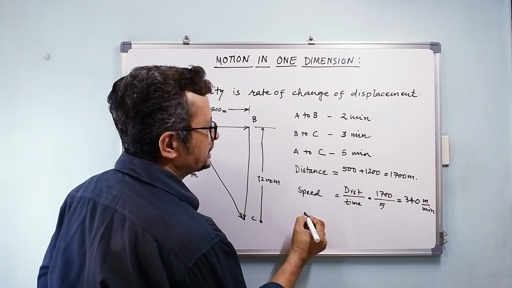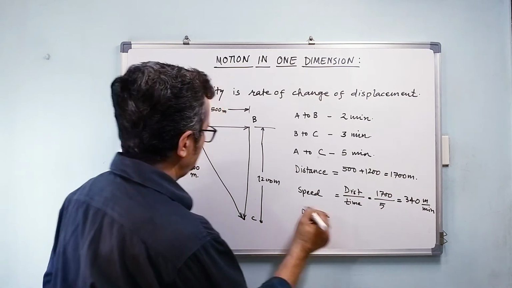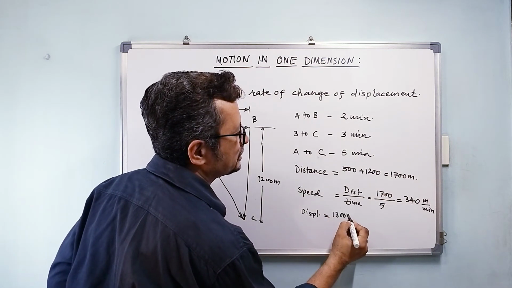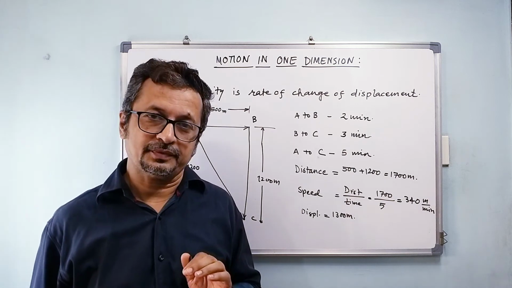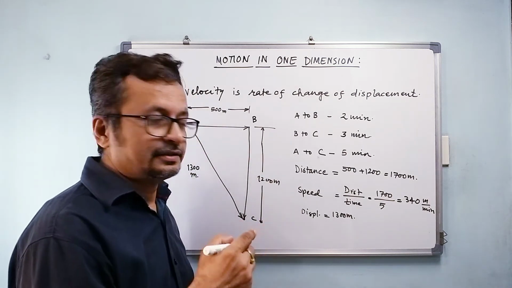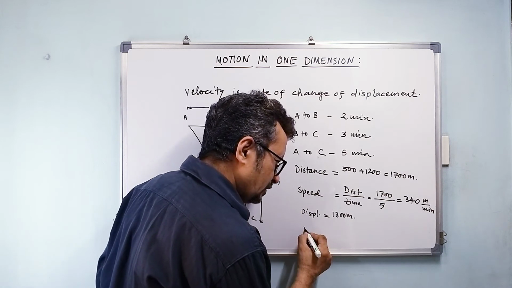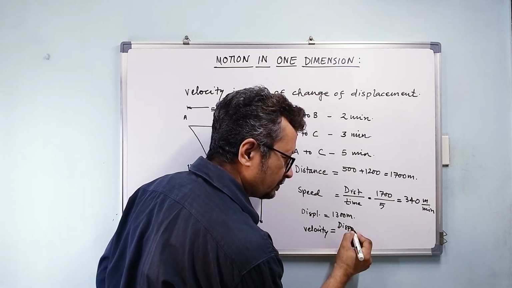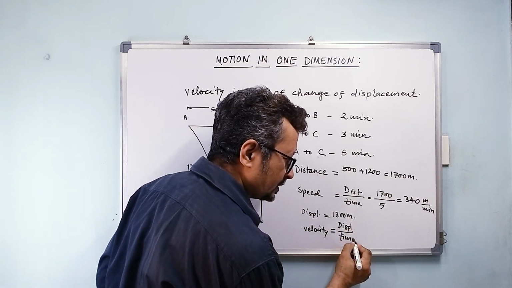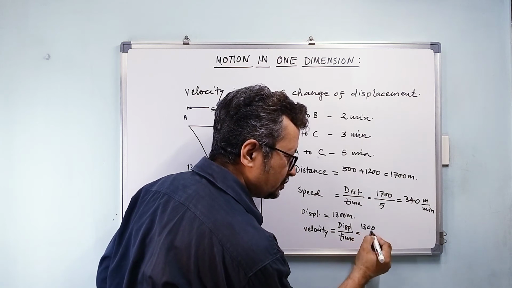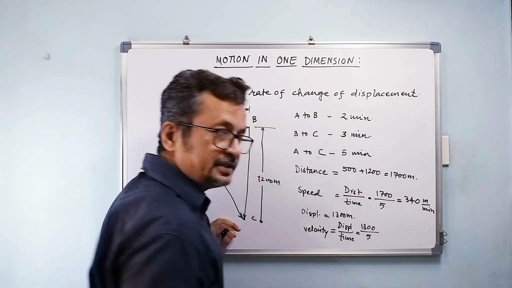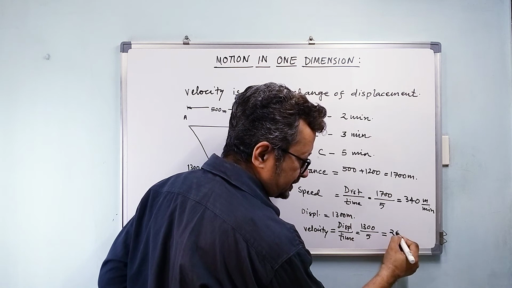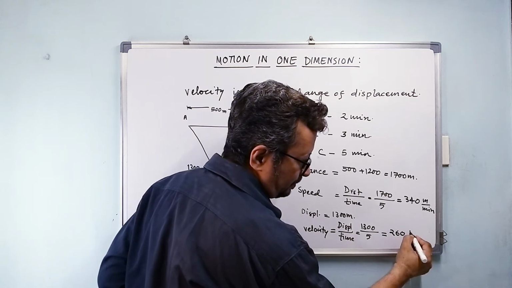Correct. So my displacement is 1300 meter, which we calculated by Pythagoras. And what is the total time that I took? I took 5 minutes for that. So my velocity is equal to displacement upon time, and that would be 1300 upon 5 minutes, the total time taken, and that would be 260 meter per minute.